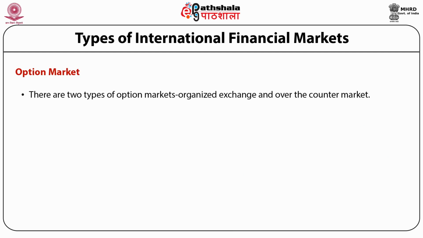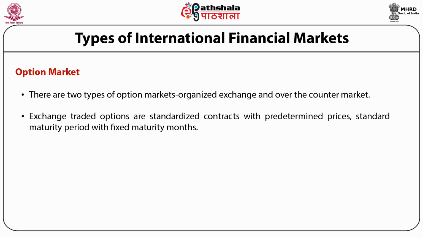There are two types of option markets: organized exchange and over-the-counter market. Exchange traded options are standardized contracts with predetermined prices, standard maturity period, with fixed maturity months.